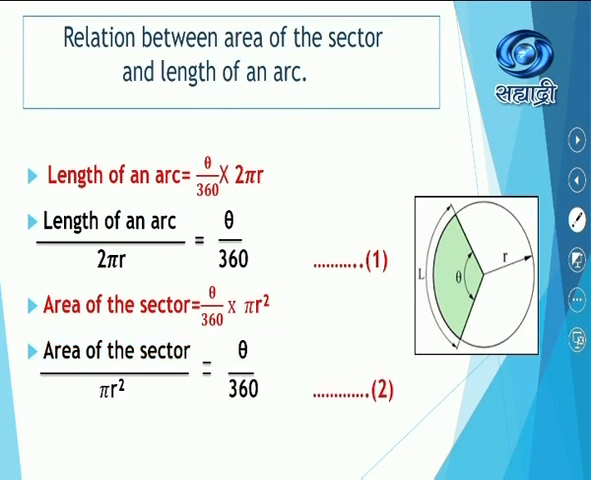Now let us see what happens next. Area of the sector upon pi r squared. So this pi r squared I have taken down is equal to theta upon 360. Now look carefully at equation number 1 and equation number 2. You will find the right hand sides are equal. Therefore, the left hand sides are also equal.